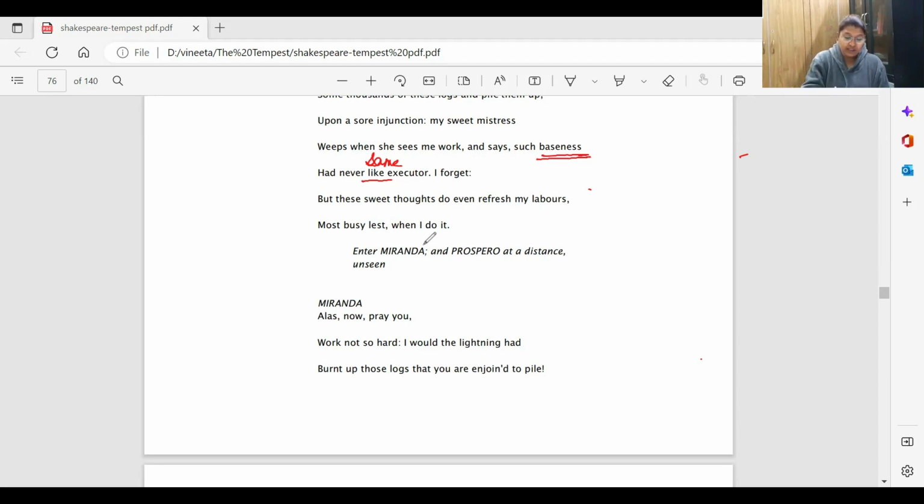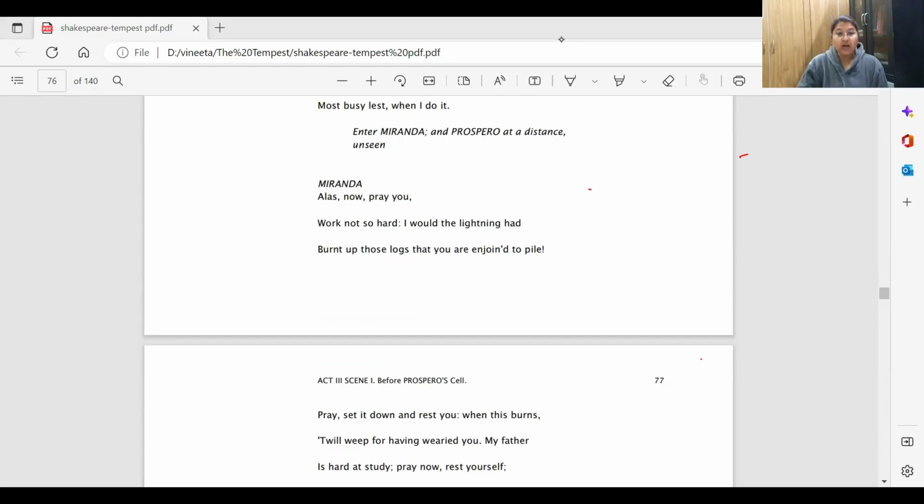Now, at that time only, Miranda enters over there, right? Miranda enters at that time, and Prospero at a distance, unseen. Miranda says, alas, which is an exclamation of grief, sadness. Now, pray you, I request you, work not so hard. Don't work so hard. I wish, would here means wish, I wish the lightning had burnt up those logs that you are enjoined to pile. I wish the lightning had burnt up those logs of wood.